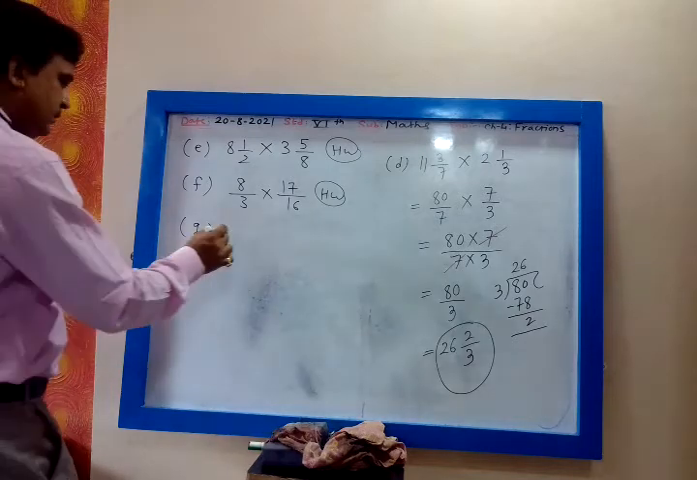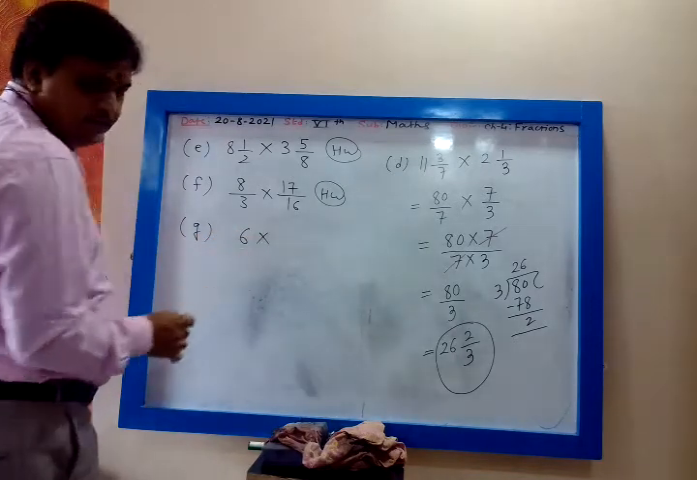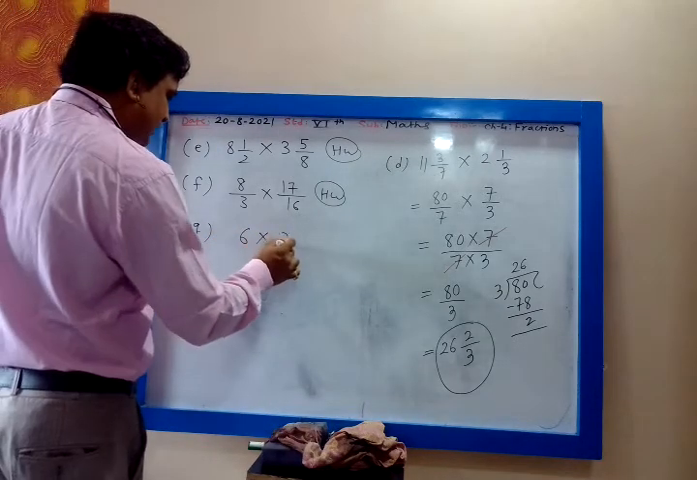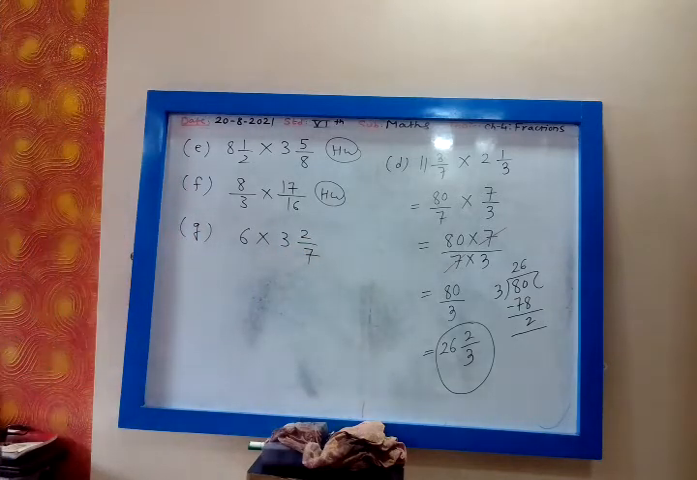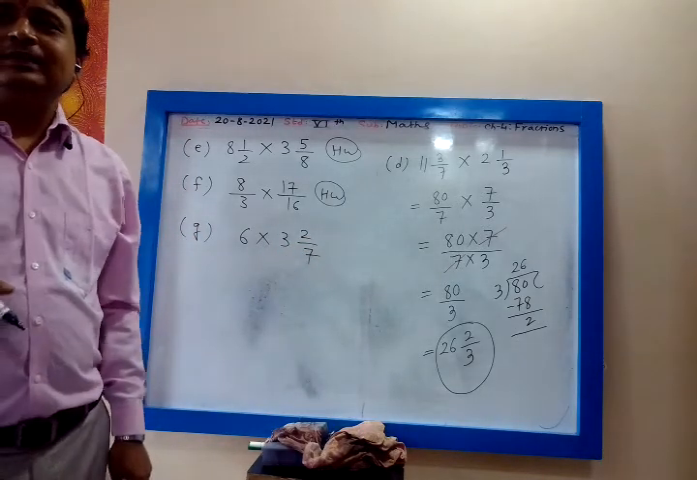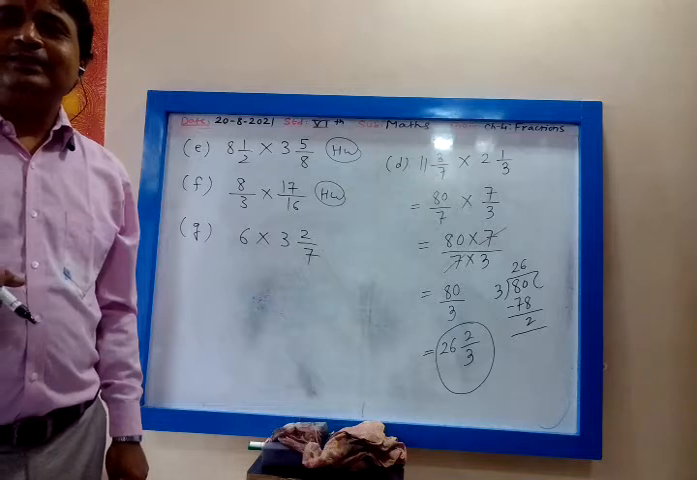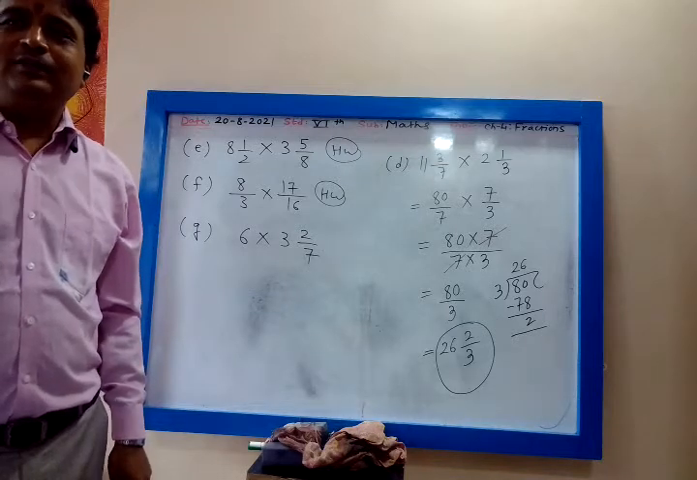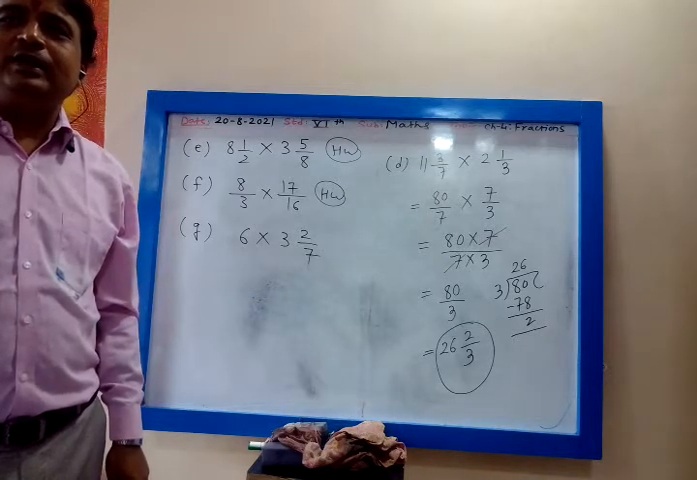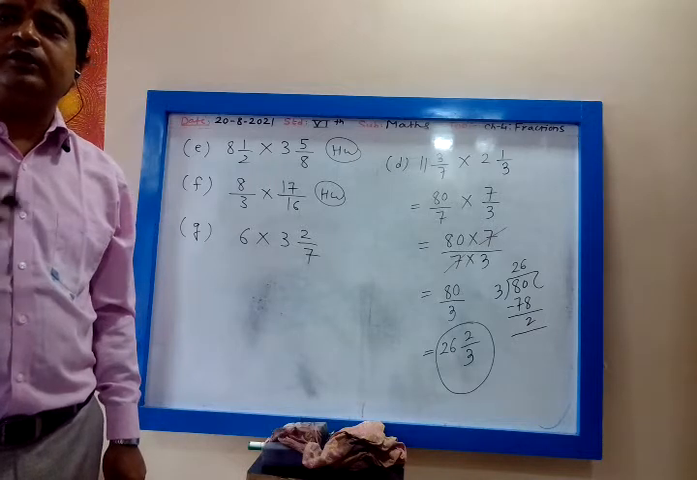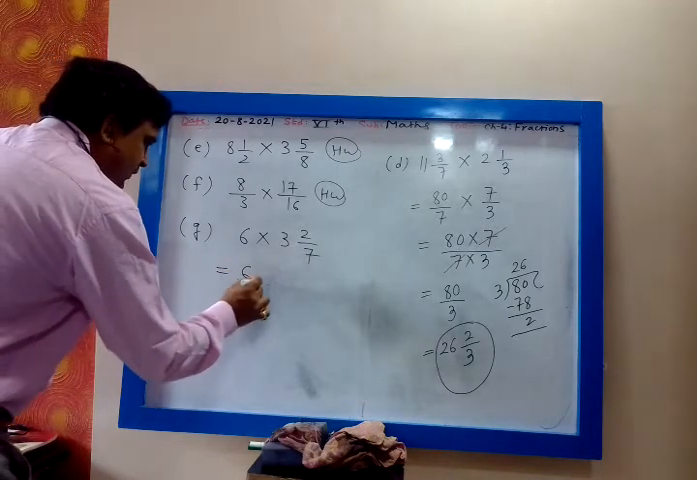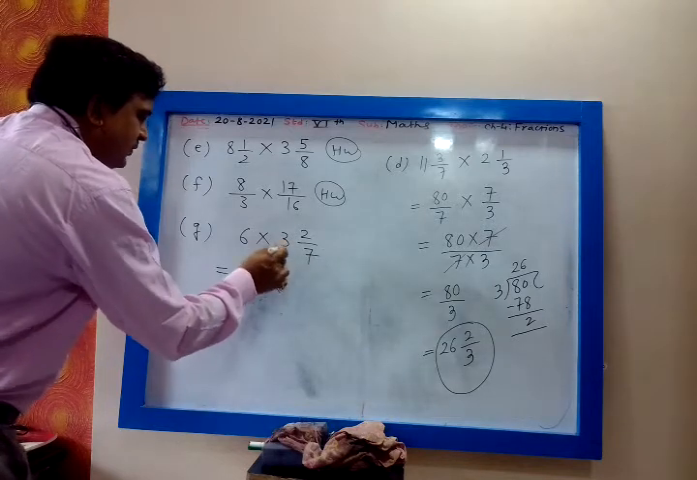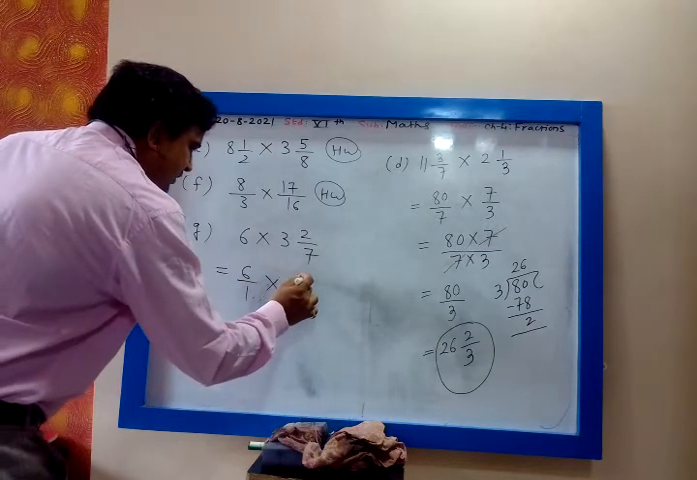6 is to 6 into 3 is to 2 by 7. Yes. Now you tell me how you will do this. 6 is not a fraction. Yes, because fraction has numerator upon denominator. When there is no denominator, you take the denominator value as 1. So this is 6 upon 1 into mixed fraction. 7 3s are 21 plus 2, 23 upon 7.